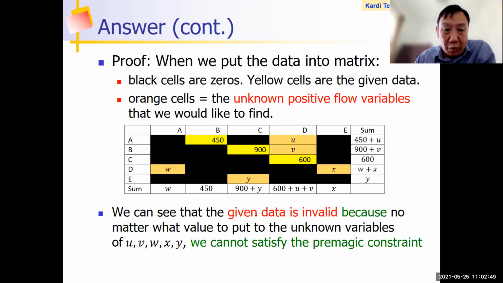Whatever you put here, this is an example proof of why your data is invalid. Whatever you put here, it will not satisfy the flow conservation constraint. So in that case, there is something wrong with your data. So look at this: IFN can check whether your data is actually valid or not.